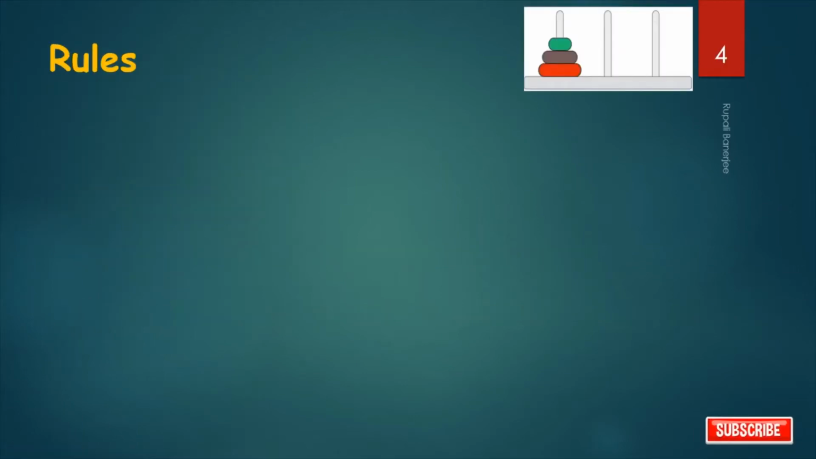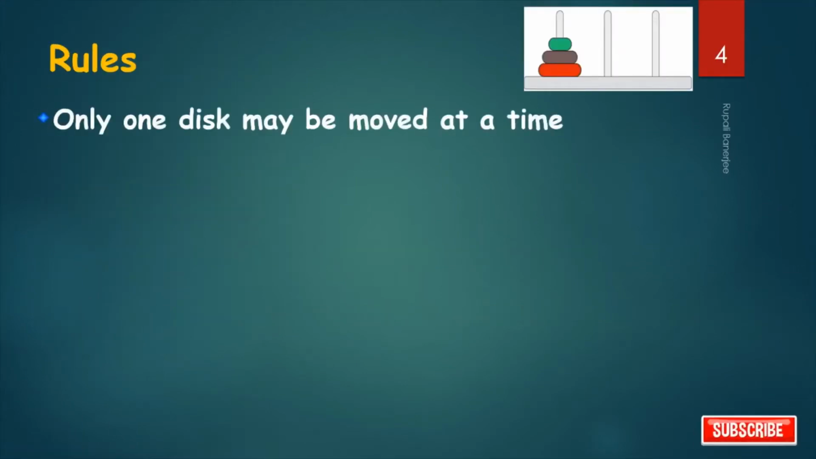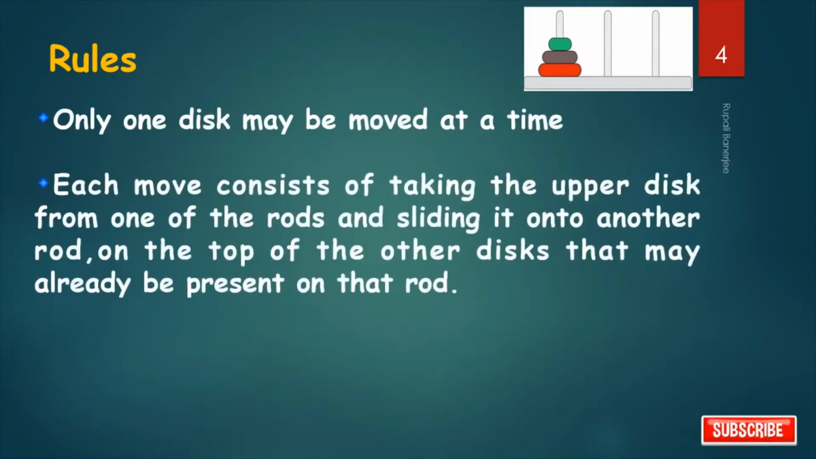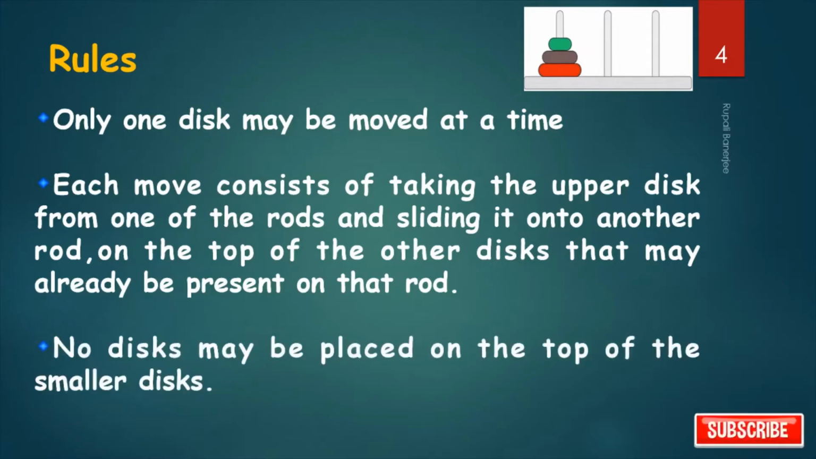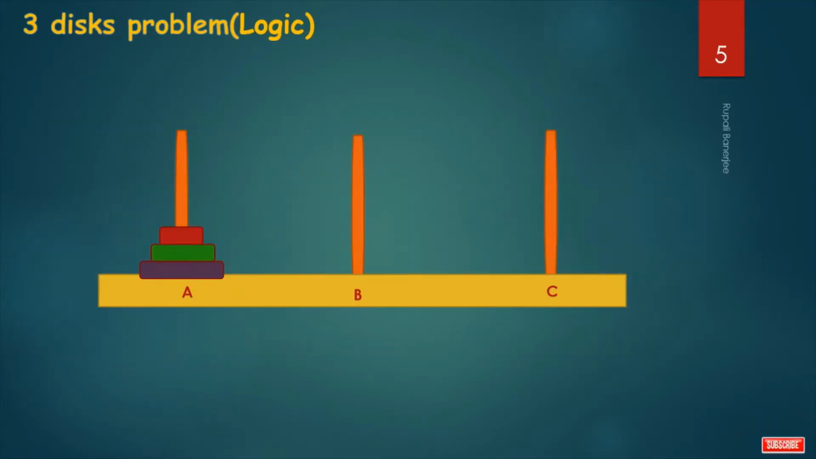So, what are the rules? Only one disc may be moved at a time. Each move consists of taking the upper disc from one of the rods and sliding it onto another rod, on top of the other disc that may already be present on that rod. And no disc may be placed on top of a smaller disc. Three discs problem.